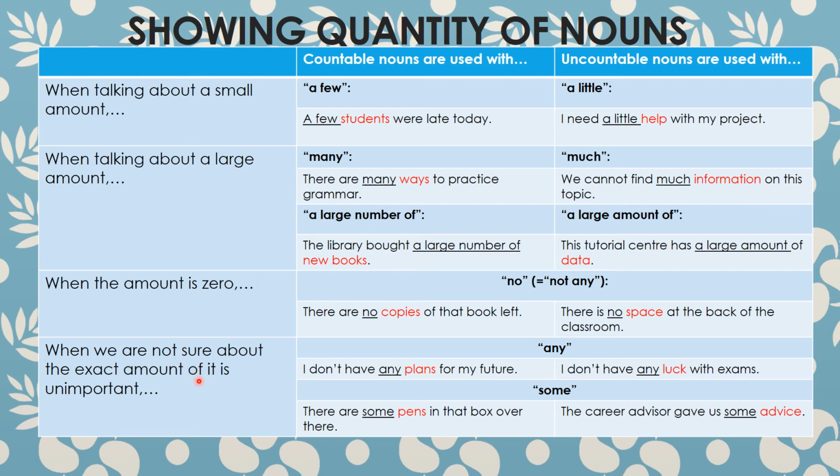When we are not sure about the exact amount or it is unimportant, we use any in both negative statements and questions with countable and uncountable nouns. We can also use some with countable nouns and uncountable nouns. In this example, there are some pens in that box over there. Pens is a countable noun. We can use some to talk about the amount. Here, the career advisor gave us some advice. Advice is an uncountable noun. We can also use some when we talk about an amount that we are not quite sure of.